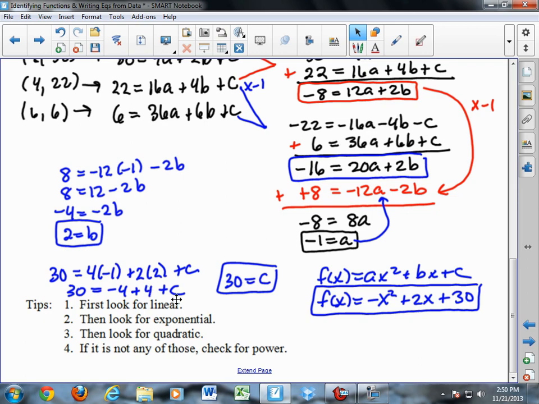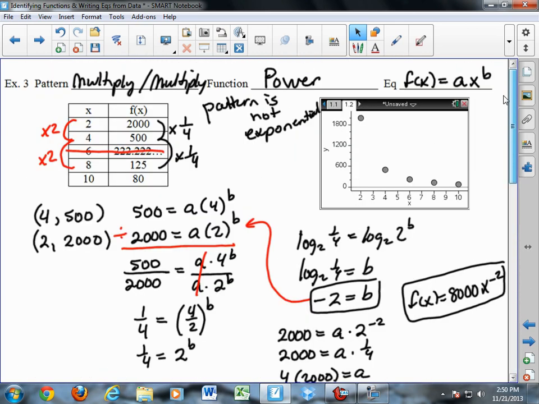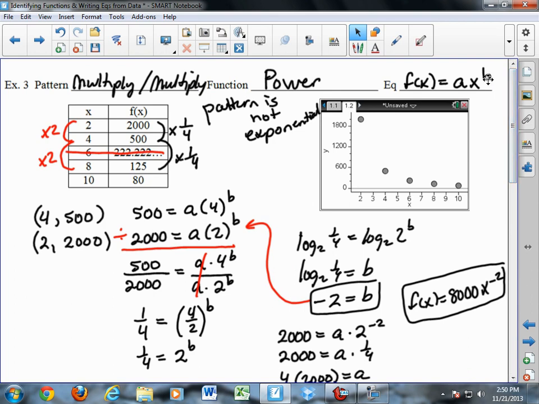So let's look at a power function up here. A power function has kind of an unusual pattern in that first of all, you notice it's not exponential. It kind of looks like it's going to be, but I do 2,000 divided by 4 and I get 500, but 500 divided by 4 doesn't give me this 222, which I just crossed out, and I'll explain that in a minute. But if I divide 500 by 4 again, I get 125, which is down here. It turns out we have a multiply-multiply pattern.